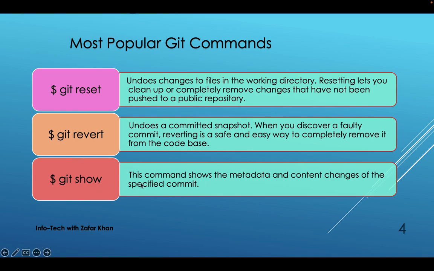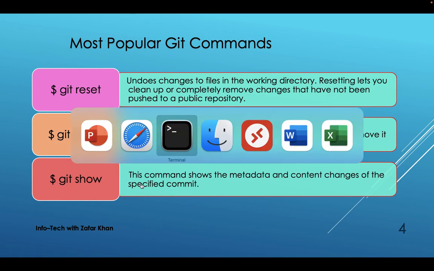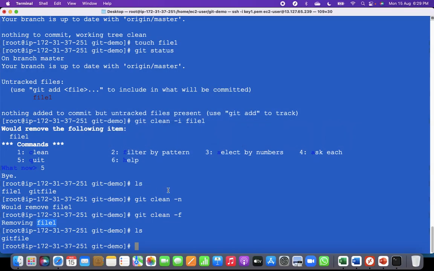So let's do it in the lab. The first one we have discussed is git reset. Suppose I am creating a file with the touch command, touch file2.